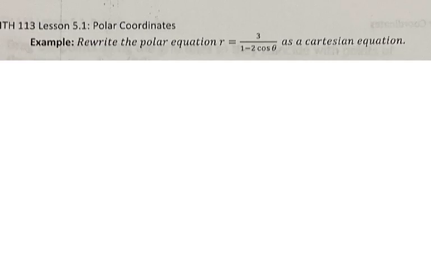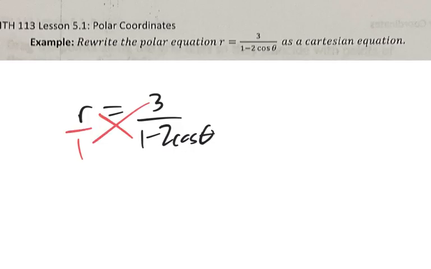Welcome. I now know what I'm doing, or at least the video thinks I do because I deleted everything. So this is R equals 3 over 1 minus 2 cosine theta. I'm going to put that over 1 and cross multiply, because I'm Mr. Consistency. R minus 2r cosine theta equals 3.